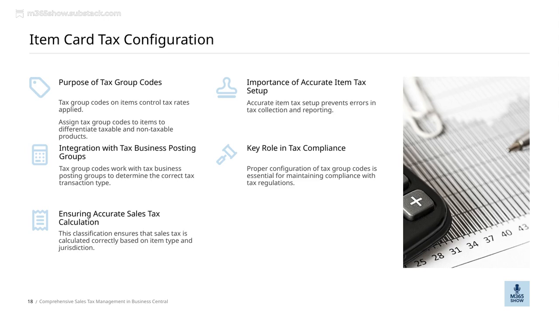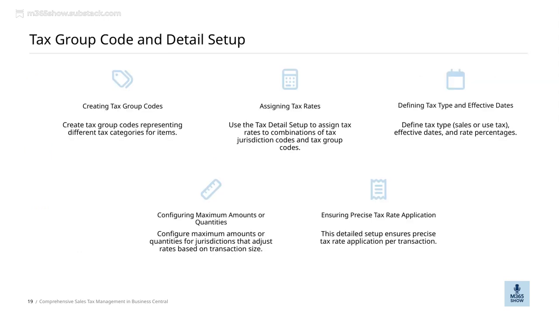Now, these tax group codes don't work alone. They integrate with tax business posting groups. This integration helps determine the correct type of tax transaction, whether it's for sales, purchases, or other tax-related entries. Finally, by assigning tax group codes directly on items, you control the tax rates that are applied. This way, you can easily differentiate between taxable and non-taxable products, ensuring that the right amount of tax is always calculated and reported accurately.